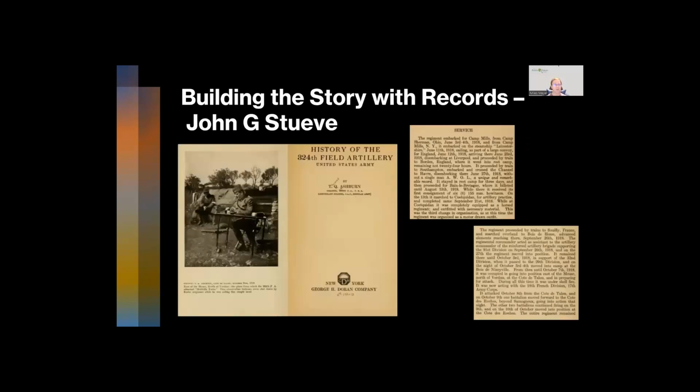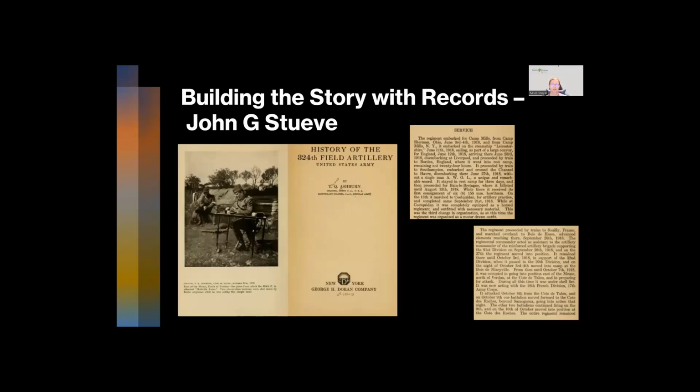I also was able to discover the history of the 324th Field Artillery. It's a book. It's on the Internet Archive website. Great place to find old books. What I can see here is what happened. It tells me they were in training at this location in Sherman, Ohio. Then they moved to Camp Mills in New York. And then they got on the steamship Lancashire in 1918.